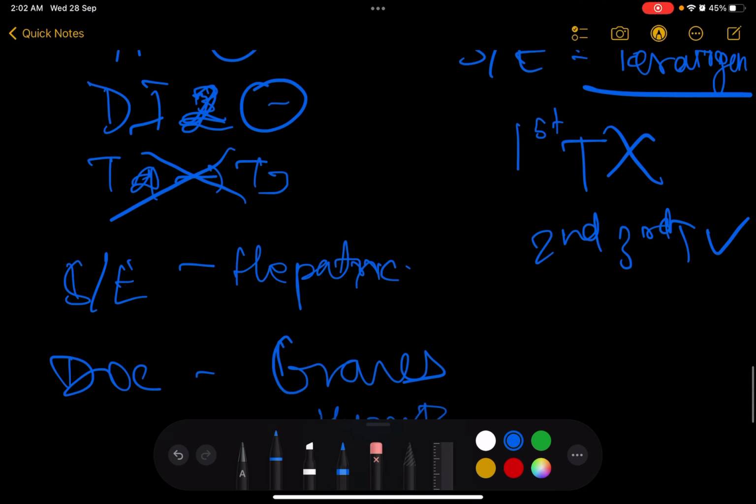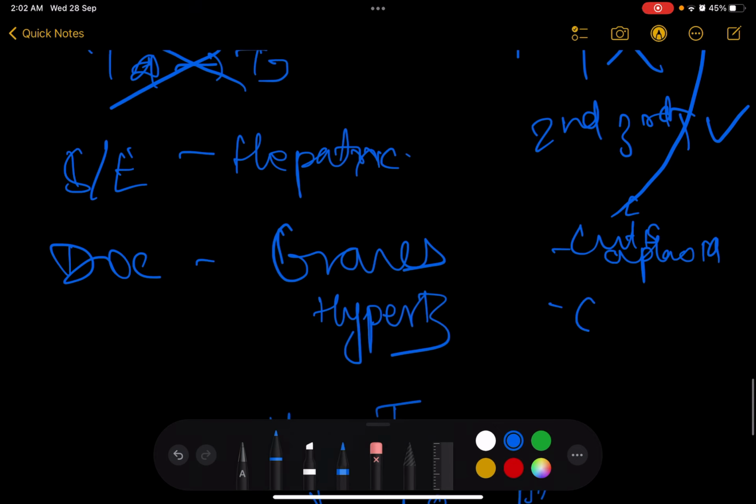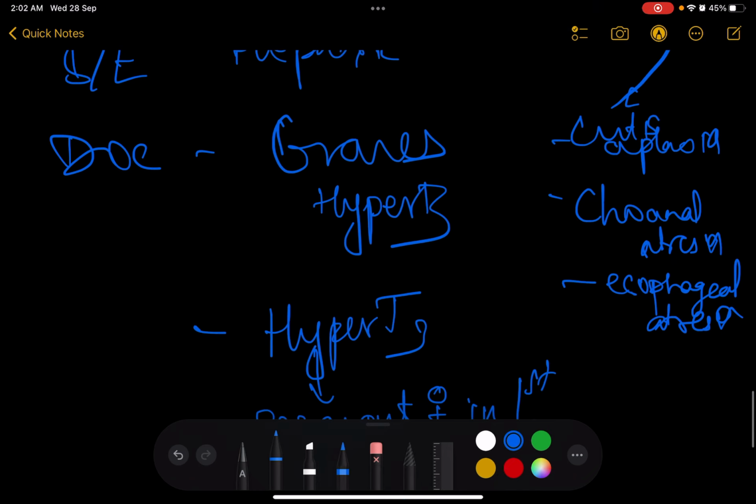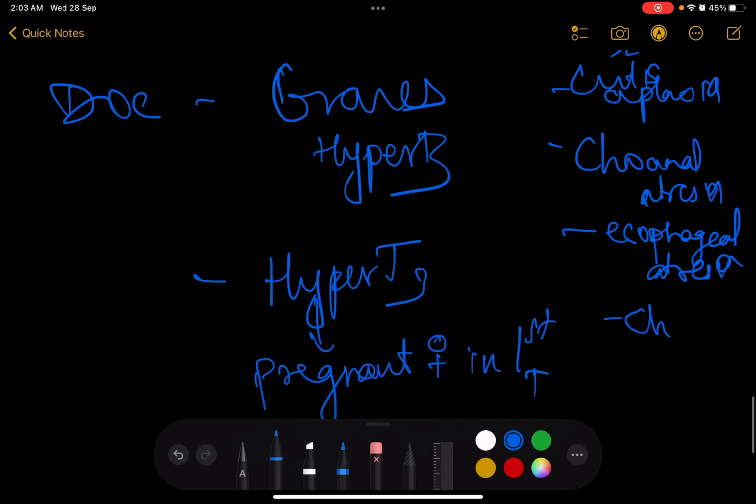What does it cause in teratogenicity? It is simple. It causes cutis aplasia, choanal atresia, and esophageal atresia. All right, that is simple, isn't it? Cutis aplasia, choanal atresia, esophageal atresia. Defect of the face: absence of skin, choanal atresia, defect of the posterior nares, and esophageal atresia. And also it causes cholestatic jaundice.